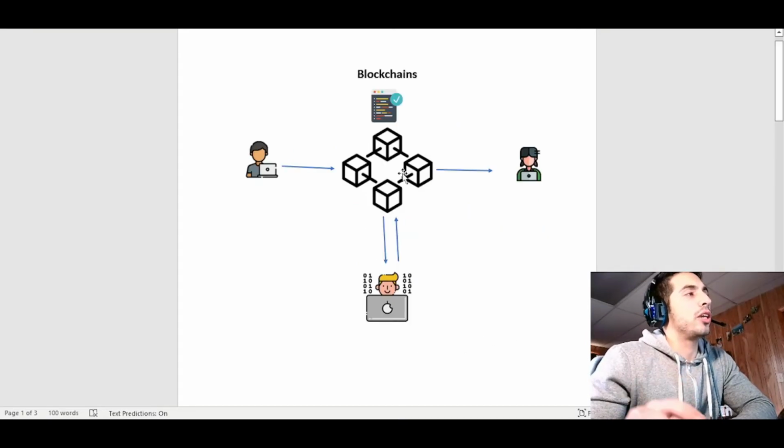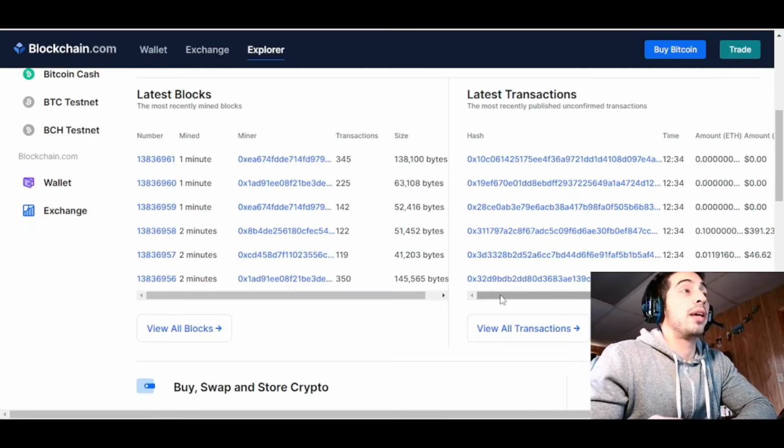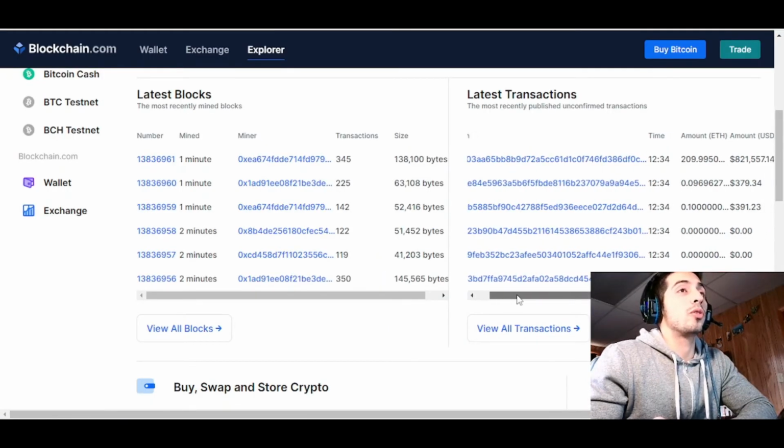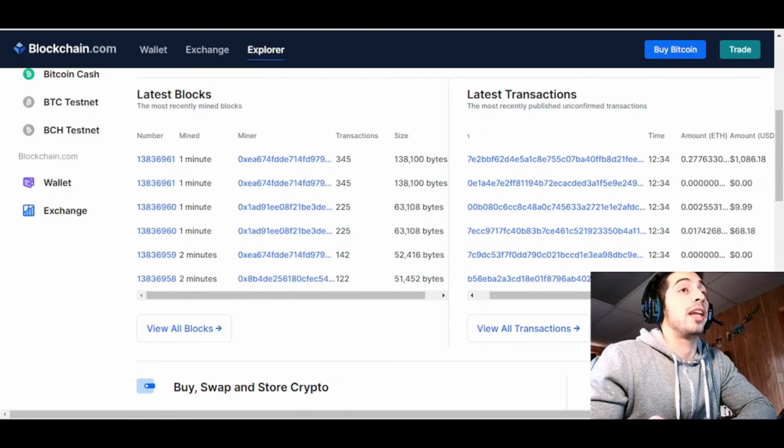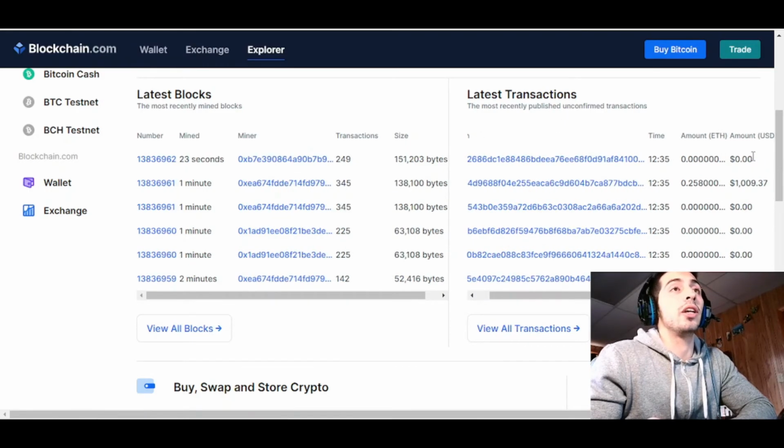But going back to the idea of Web 3.0, the difference is you can actually see the code that lives in the smart contracts on the blockchain. And when I mentioned that the blockchain is open source, I mean that you can access every transaction that happens on the blockchain in real time, as you can see right here.